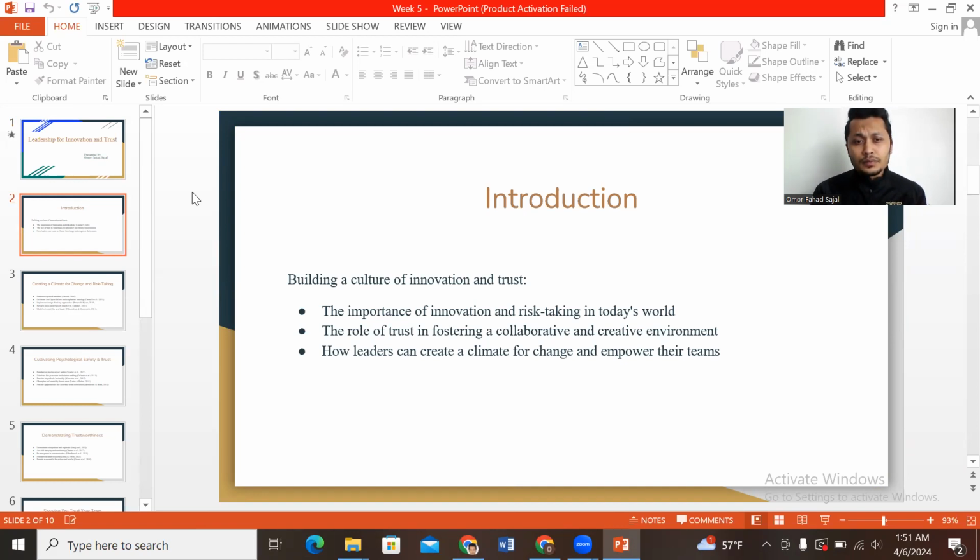I believe in today's rapidly evolving business landscape, the ability to innovate and take calculated risk is essential for success. The importance of innovation and risk taking in today's world is very important. The role of trust, focusing, and collaborating in a creative environment is also important. Even the brightest idea won't thrive without a foundation of trust. Trust allows teams to collaborate, experiment, and even learn from setbacks without fear. So in this presentation, I will explore practical strategies for the four questions that you mentioned.